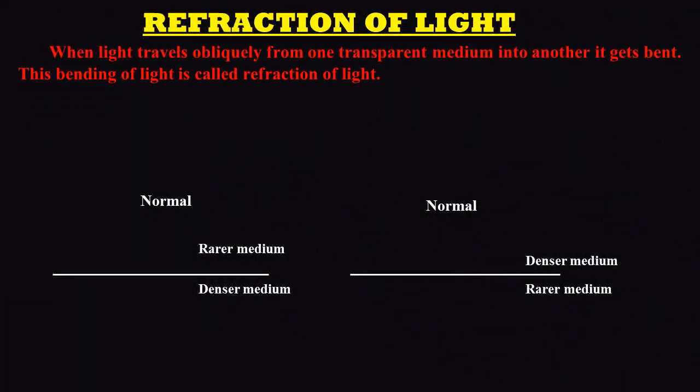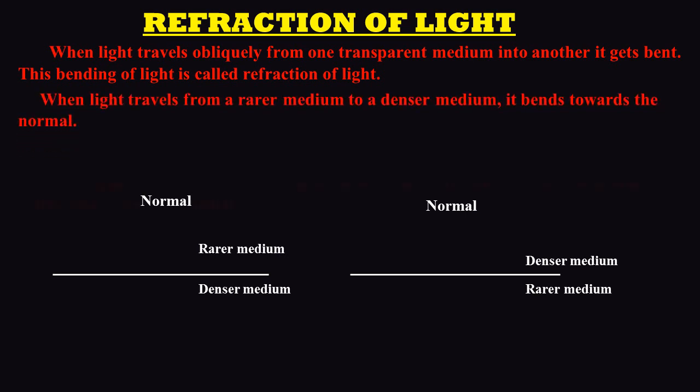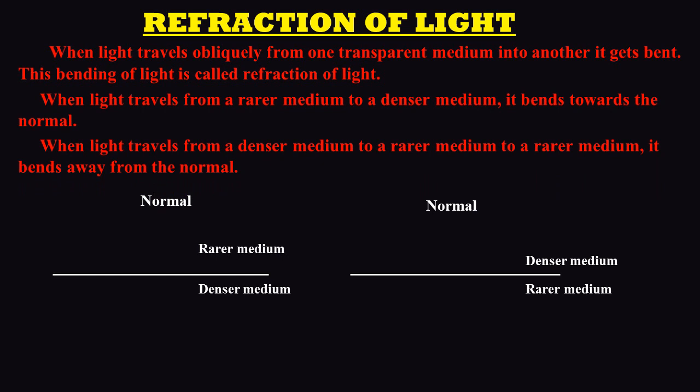Refraction of light. When light travels obliquely from one transparent medium to another, it gets bent. This bending of light is called the refraction of light. So, when light travels from a rarer medium to a denser medium, it bends towards the normal, and when light travels from a denser medium to a rarer medium, it bends away from the normal.